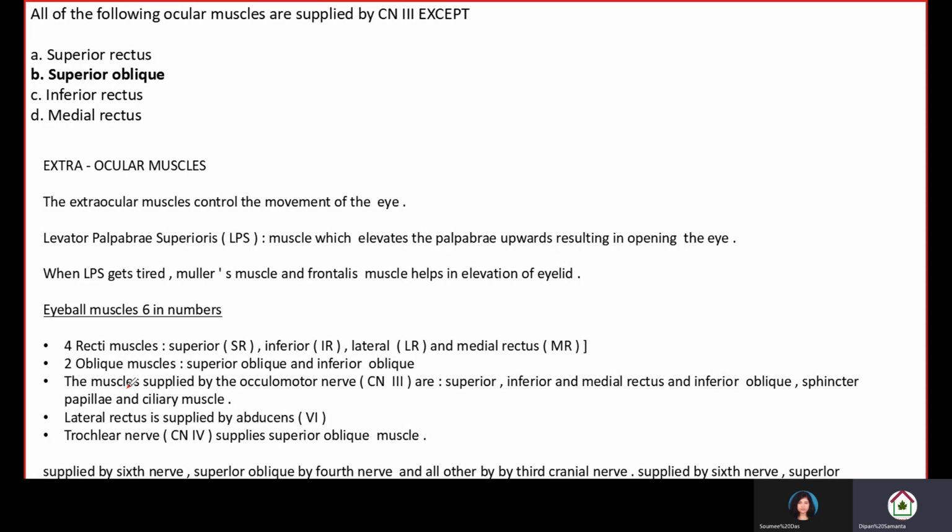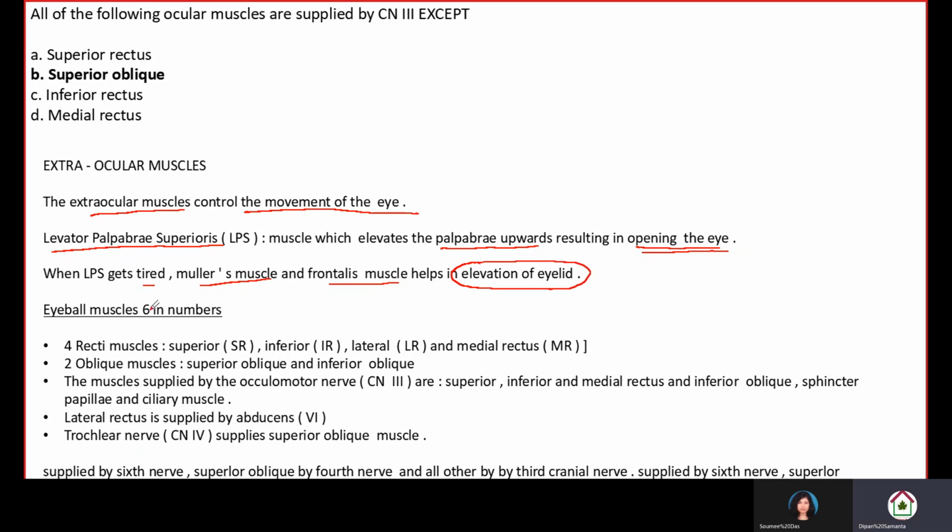So, extraocular muscles. First of all, extraocular muscles control the eye movement, like LPS or levator palpebrae superioris, the muscle which elevates the palpebrae upwards, resulting in opening of the eye. And when LPS gets tired, Muller's muscle and frontalis muscle help in elevation of the eyelid.